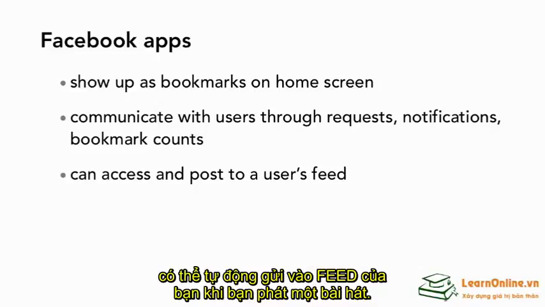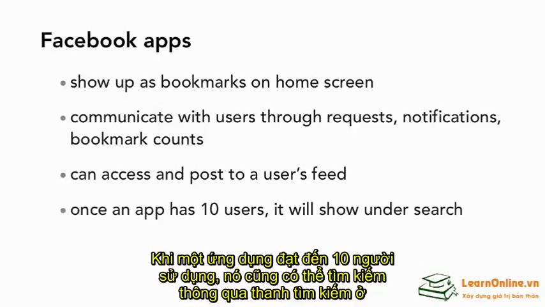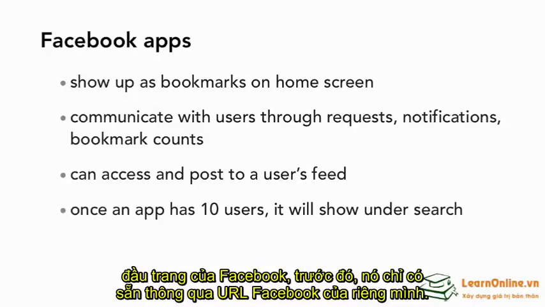Spotify, for example, can automatically post on your feed when you play a song. Once an app reaches 10 users, it will also be searchable through the search bar at the top of Facebook. Before then, it's only available through its own Facebook URL.